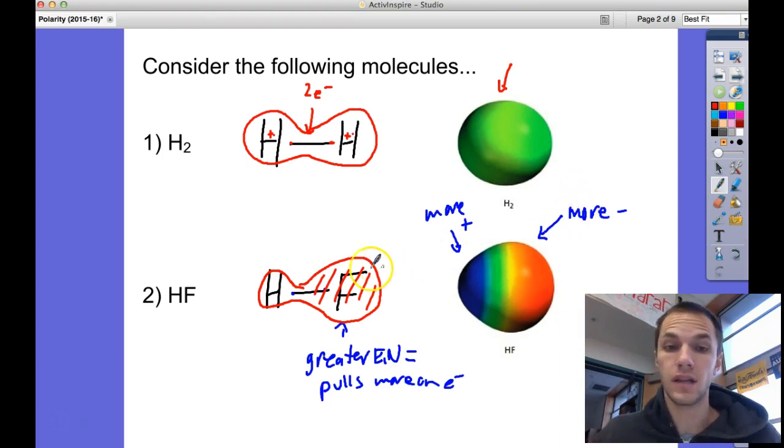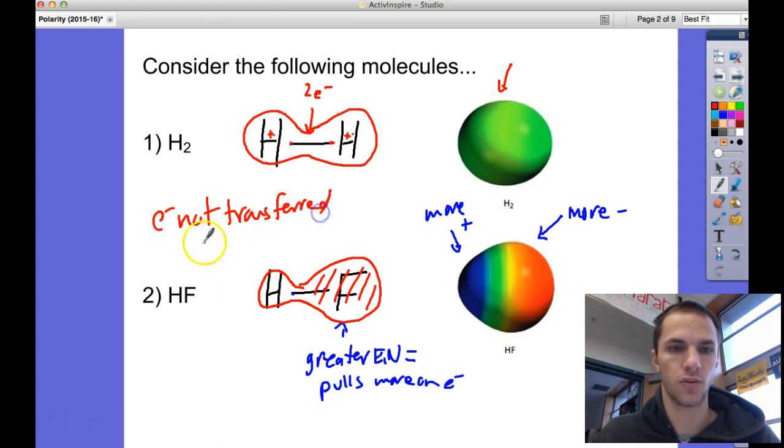This does not mean that the fluorine is negative and the hydrogen is completely positive. Because remember, electrons were not transferred. That happens in an ionic compound. That's when we form something like Na plus and F minus. That's not happening here. Here we just have an uneven distribution in pull.